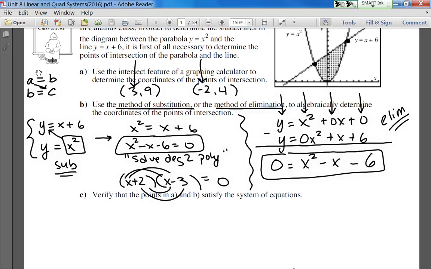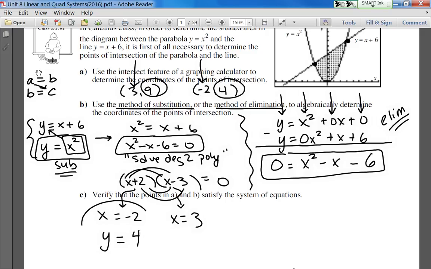Okay, so we found our x values from this factoring. So we got x equals negative 2 and we got x equals 3. But if you look at our solutions, they also have y values with them. So how do you find the y values? Substitute back into one of these equations. Doesn't matter which one. Let's just use the square. That's easy. You just have to square it. So if x is negative 2, y would be 4. Here's one of your answers. When x is 3, y would be 9. Here's your other answer.